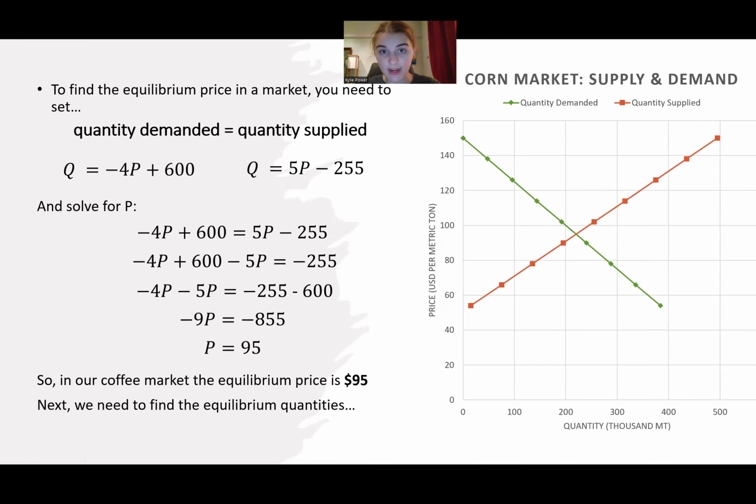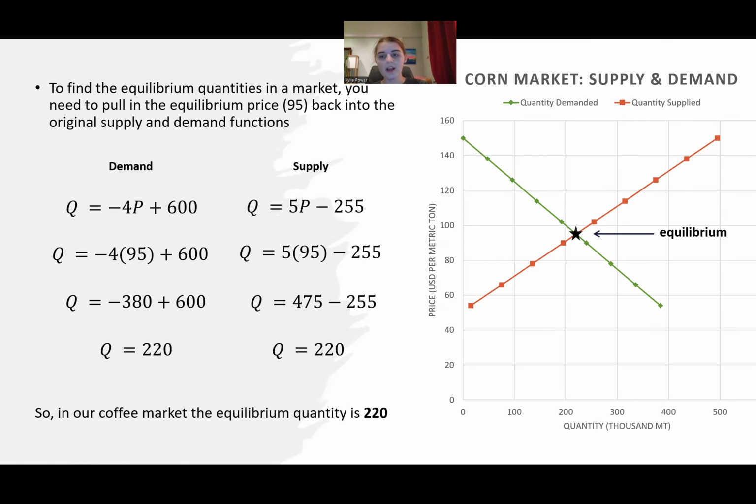Then we divide by that negative 9 so we can get P all by itself, and that's going to give us an equilibrium price of $95. We can then take that and plug it right back into the original equations. What we should have, if we do that, is a quantity supplied and a quantity demanded that are exactly the same. So in this case, our equilibrium in our marketplace, I know it says corn, we're still talking about coffee, is 220 gallons or metric tons or whatever unit we're going to use. And that's our perfect place. That's how we find those two things.